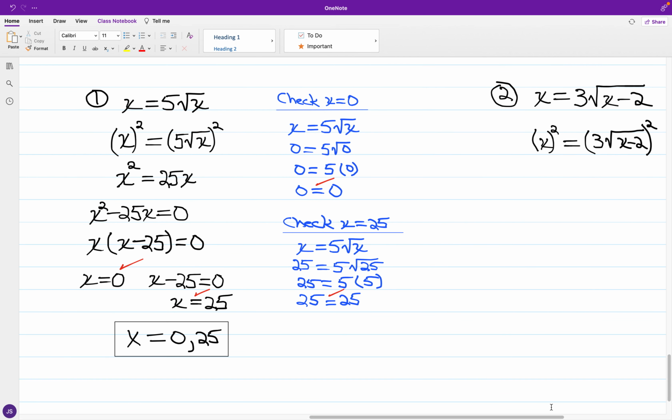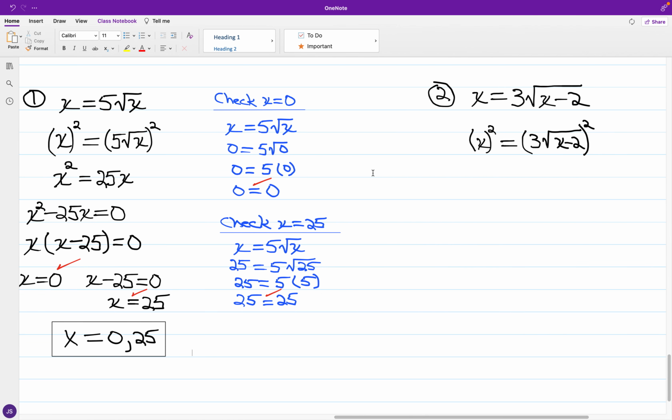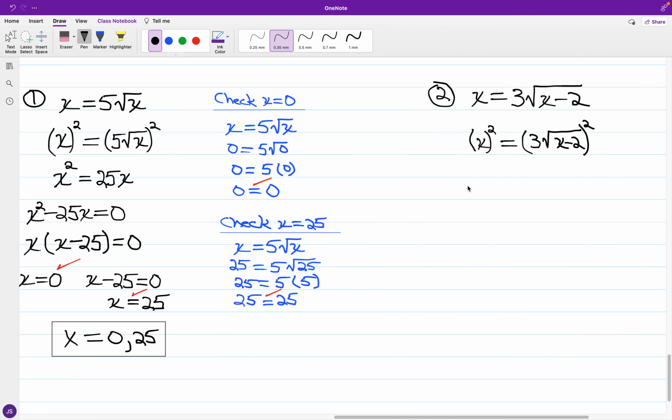Now for the next item, upon squaring both sides, again we're going from x to x squared, and to the right, squaring the factors, 3 squared is 9, and that's going to be multiplying the square root of x minus 2. So we squared the factors, but we still have distribution to perform. So we have x squared is equal to 9 times the quantity x minus 2. This is going to be 9x minus 18.